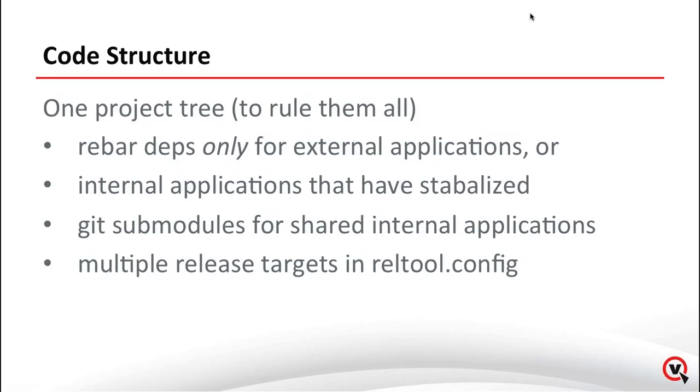So we had a few applications within our project, one to interact with a relational database. We had the one that did the asynchronous messaging back and forth to the core client. These we wound up implementing as submodules, and then we made all the other applications just subdirectories within the project. Another thing that we did at this point that proved to be really useful was beginning to create multiple release targets inside of the rel tool config.